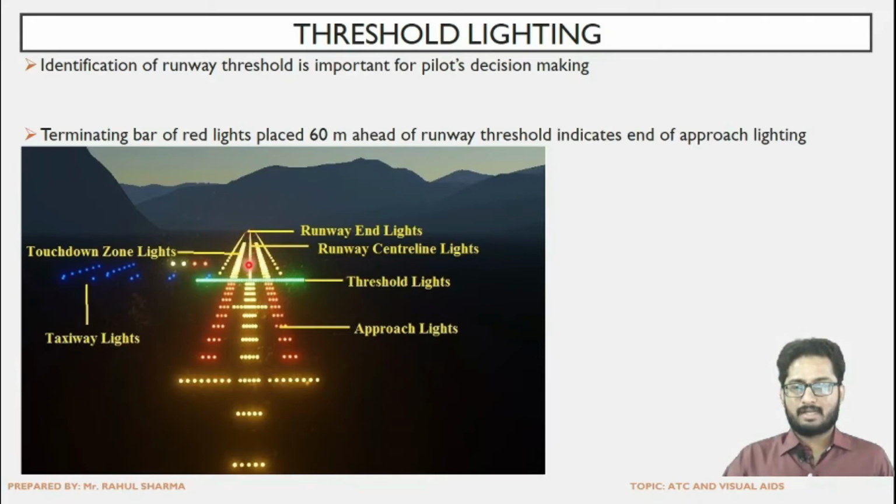Runway center line marking, this is the center line marking. Runway end light, that is at the end portion on the other side. On both sides of the runway center line lights are the touchdown zone lights, that is where we are supposed to touch the pavement at the time of landing operation. So these are the touchdown zone lights, an indication to the pilot. And lastly, these are the taxiway lights of the blue color code.